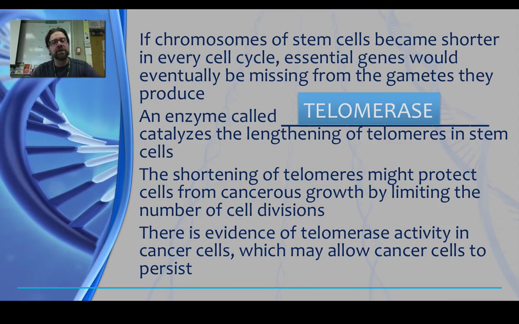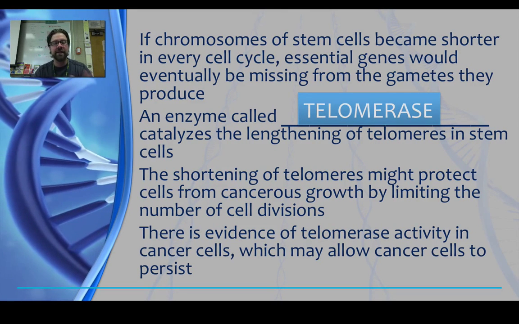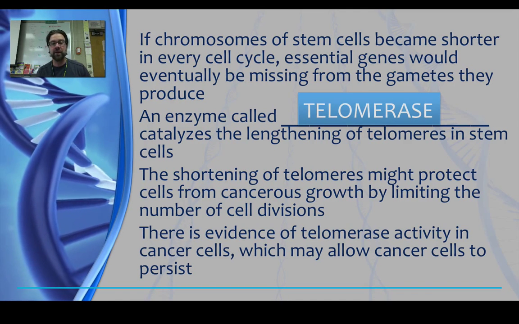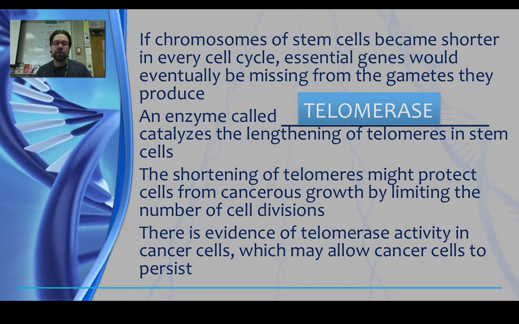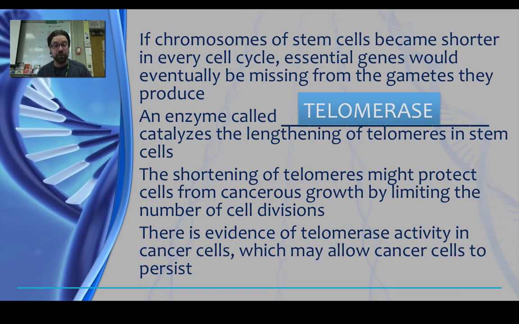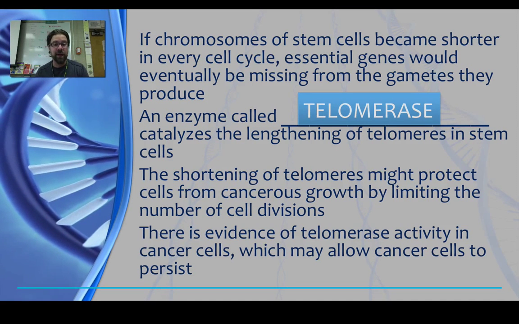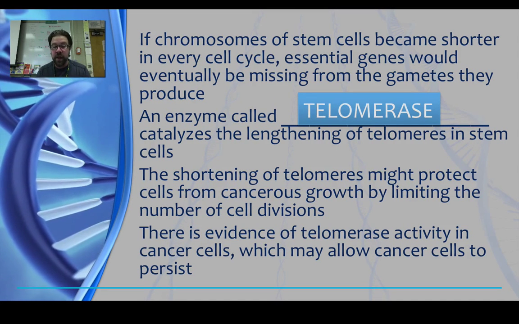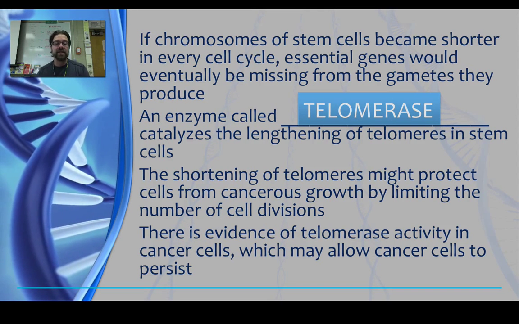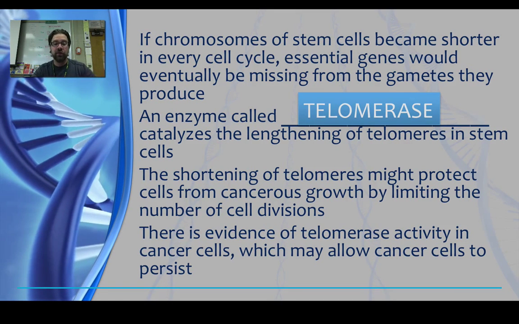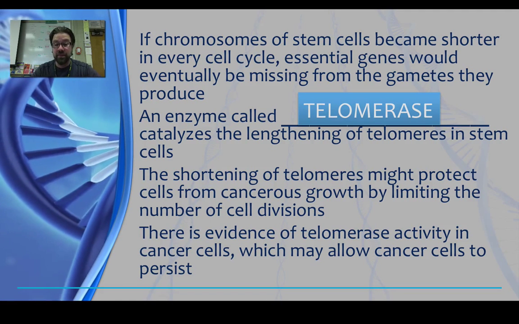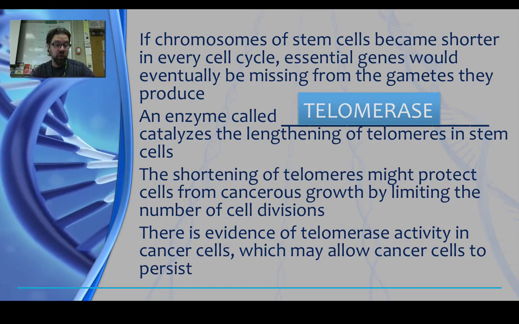So we have an enzyme called telomerase that's going to take care of that. It's going to catalyze the lengthening of telomeres in stem cells. The shortening of telomeres might protect cells from cancerous growth by limiting the number of cell divisions. And there is evidence of telomerase activity in cancer cells, which of course may allow those cancer cells to persist and almost become like immortal.